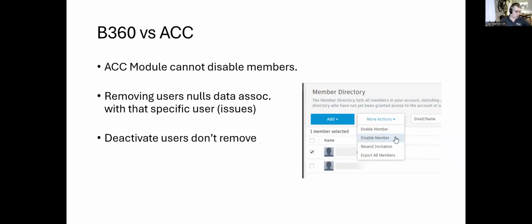A couple other important things to note, BIM 360 versus ACC. For user management, you cannot disable users from the ACC module. You have to go to the BIM 360 module to disable them. And disabling is important because if you remove them, it nulls the information associated with that user out of all Autodesk Construction Cloud projects. So if you have issues, RFIs, submittals, and you remove that user, it used to just say literally null in parentheses, but now I think it says previous user or something like that. It doesn't give you anything useful.